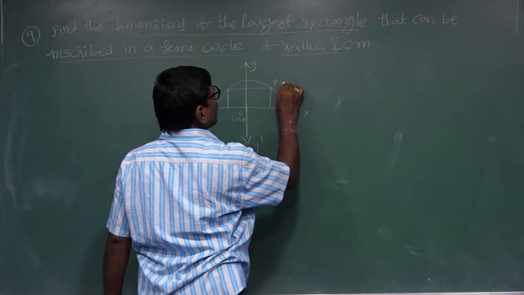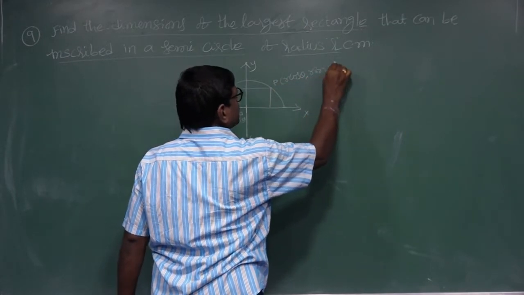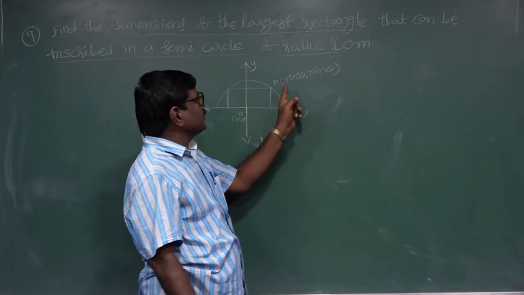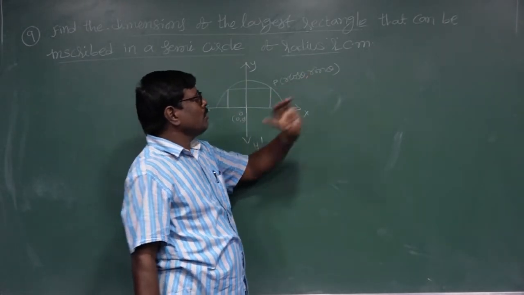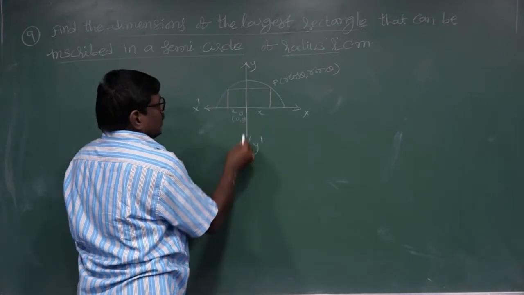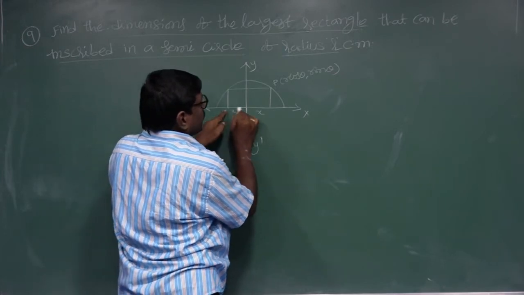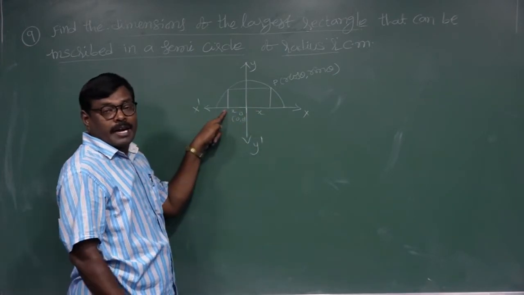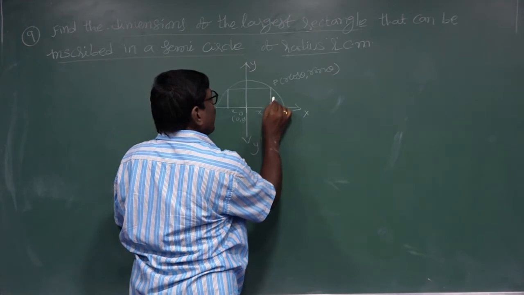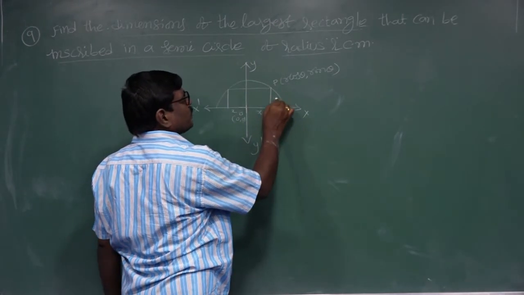This point P is (r cos theta, r sin theta). So the x coordinate is x equal to r cos theta, and the y coordinate is r sin theta. This is x, on the origin's right side x, on the origin's left side x. The length of the rectangle is 2x, and the breadth is y.